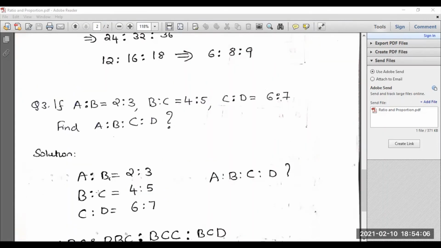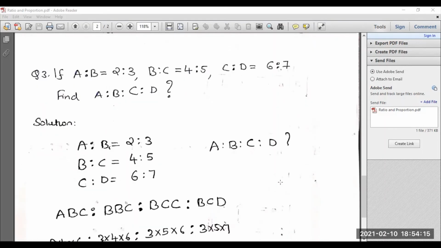A is to B is equal to 2 is to 3. B is to C is equal to 4 is to 5. And C is to D is equal to 6 is to 7. I need to calculate A is to B is to C is to D. So there is a shortcut.